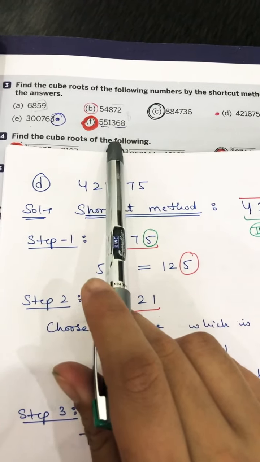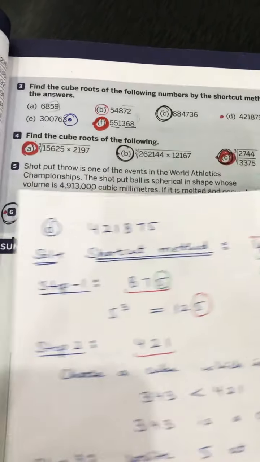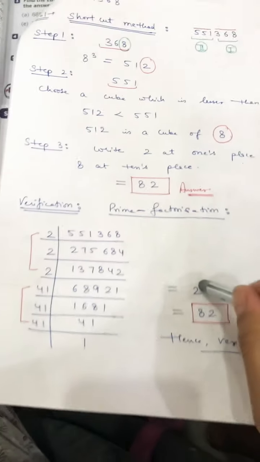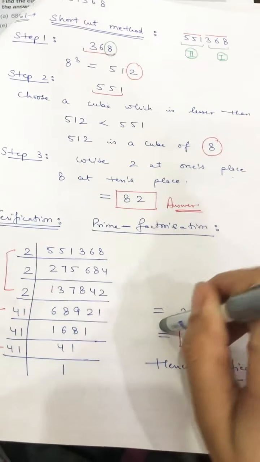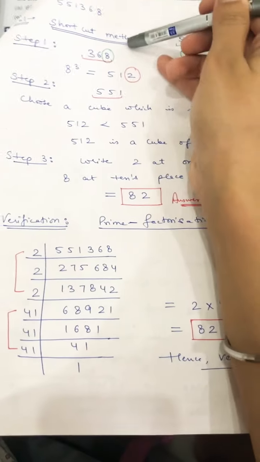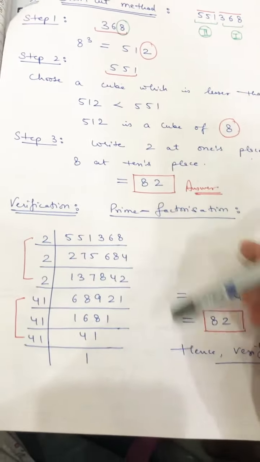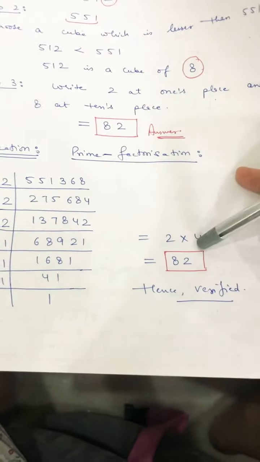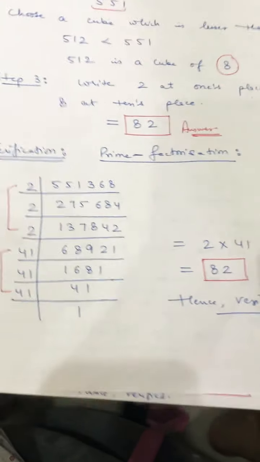Okay, now I'm going to start question number 4. This part number F, which I have explained in the class, I'll send you the PDF. From there you can note down this question. Methods are same. First is the shortcut method, second is the prime factorization, and in both cases you just have to match your answers, and then you can write down at the last, and hence you have verified the question.